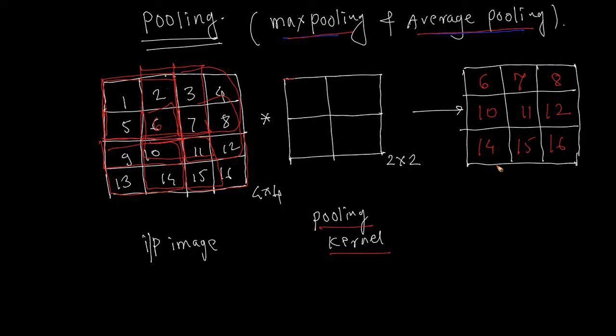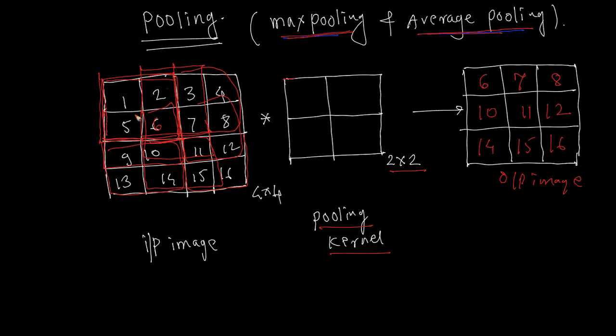So this is the output image after applying the max pooling operation. We have an input image and a pooling kernel of size 2 by 2, which is an empty kernel. We place it starting from the top left corner and slide it, and we just retrieve the maximum value from the region where we have placed the kernel. So this is max pooling, retrieving the maximum.